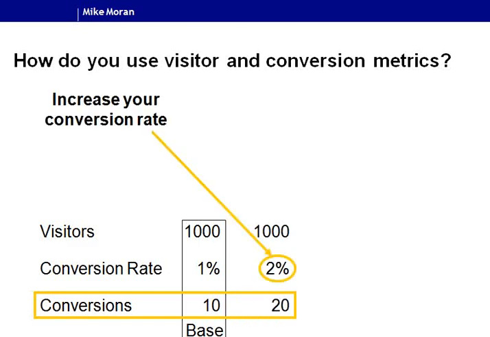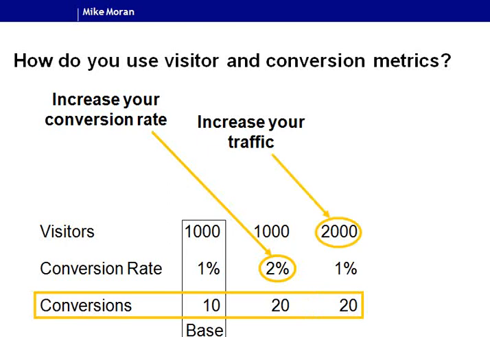Then the question is, how do you increase your conversion rate? So how can you get more and more people to do the thing you want them to do? So you might double your conversion rate by making your site more persuasive, putting a better offer out there, changing your copy, changing the pictures. There's a million things you can do that might make your site twice as persuasive, which then doubles your conversions.